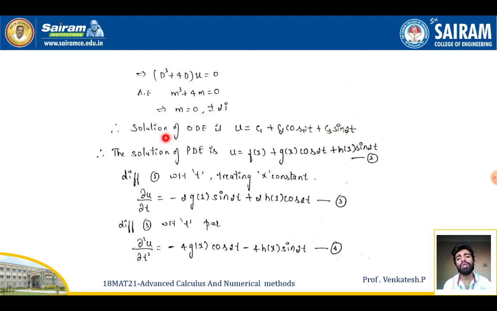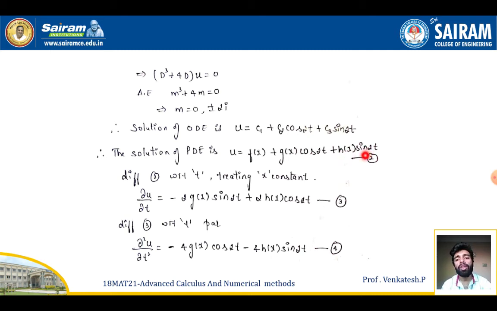So now the solution of the ODE will be u is equal to c1 plus c2 cos 2t plus c3 sin 2t. So now I want a solution in terms of the partial differential equation, replacing c1, c2, c3 in terms of another variable. So I'm going to represent it in terms of x variable. That is, the solution of PDE will be now u is equal to f of x plus g of x cos 2t plus h of x sin 2t.